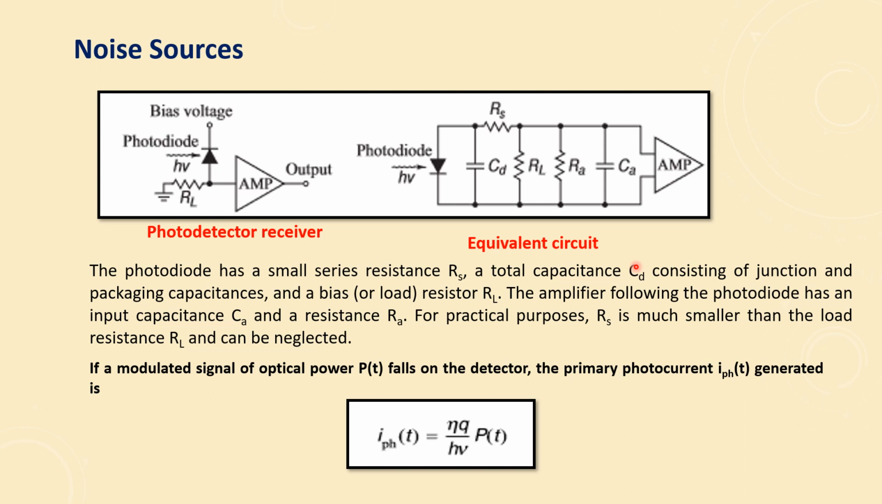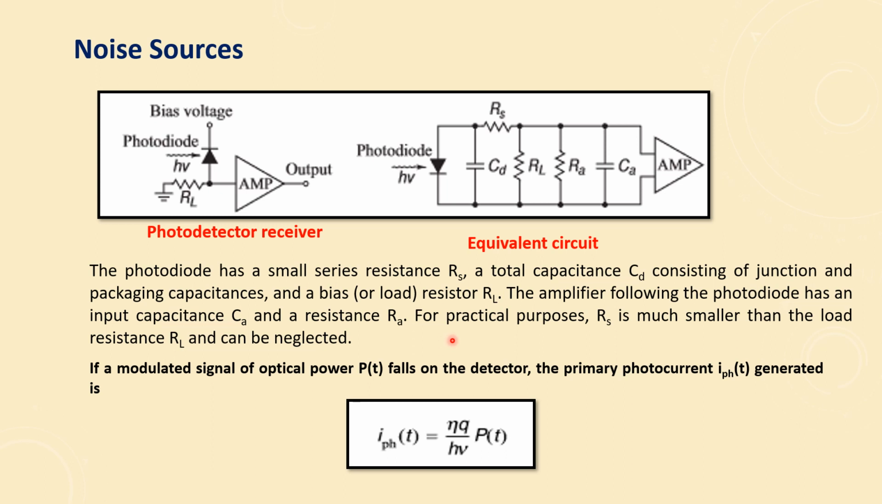Okay, one by one. So this is the equivalent circuit of the optical receiver. That is the overall optical receiver, which consists of the optical detector, which is nothing but a photodiode, connected with the preamplifier circuit. And this is the equivalent circuit of this photodetector receiver. So we are going to find out the noise powers in terms of mean square value of current.